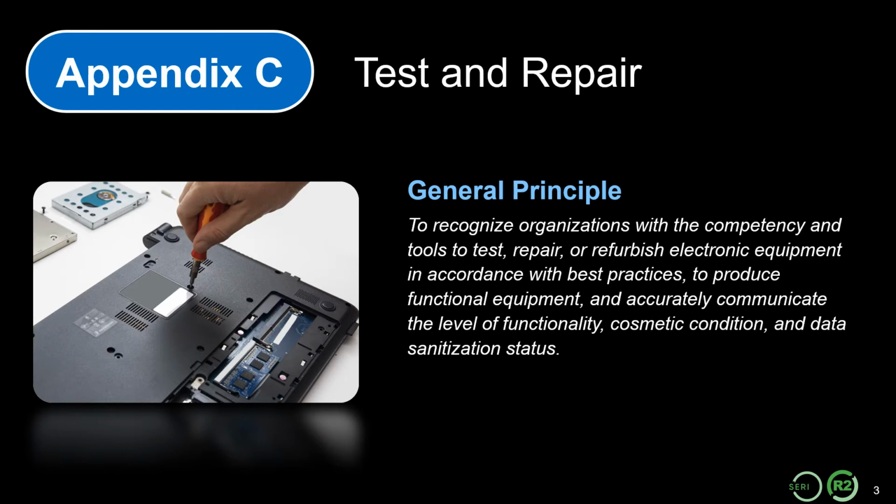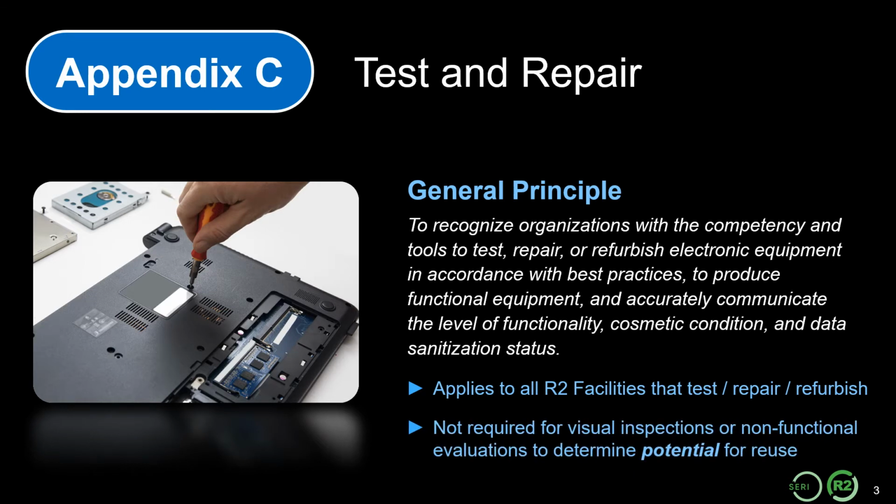The general principle of Appendix C is to recognize organizations with the competency and tools to test, repair, or refurbish electronic equipment in accordance with best practices, to produce functional equipment, and accurately communicate the level of functionality, cosmetic condition, and data sanitization status. Appendix C applies to all R2 facilities that test, repair, or refurbish electronic devices or components for reuse. Certification to this appendix is not required, however, for facilities whose operations are limited to visual inspections or other non-functional evaluations to determine the potential for reuse in accordance with their Core 6 sorting and categorization processes.